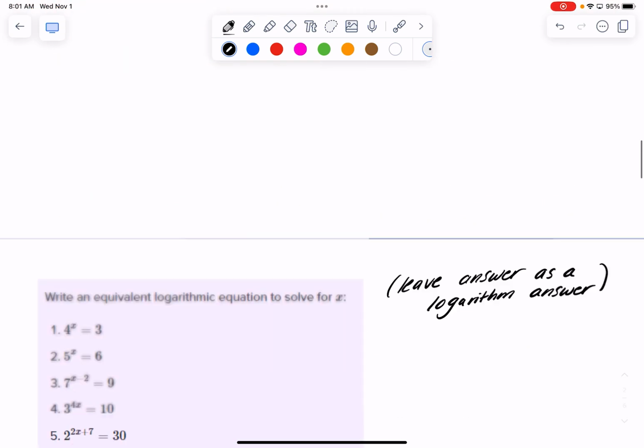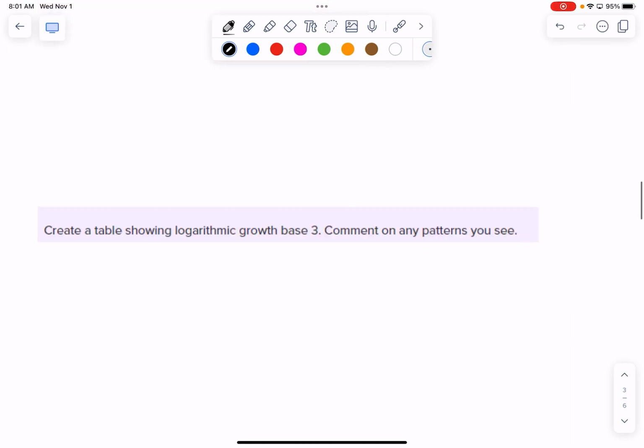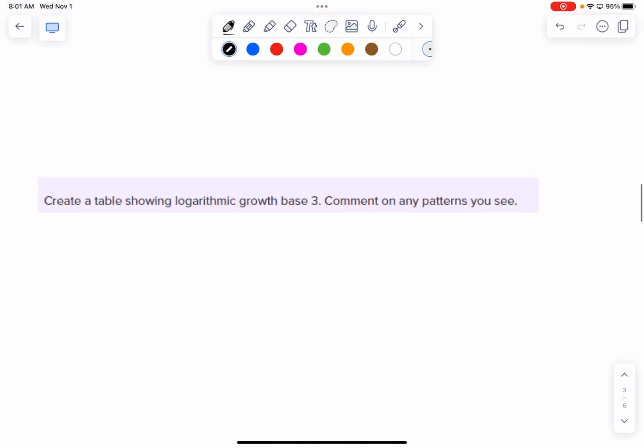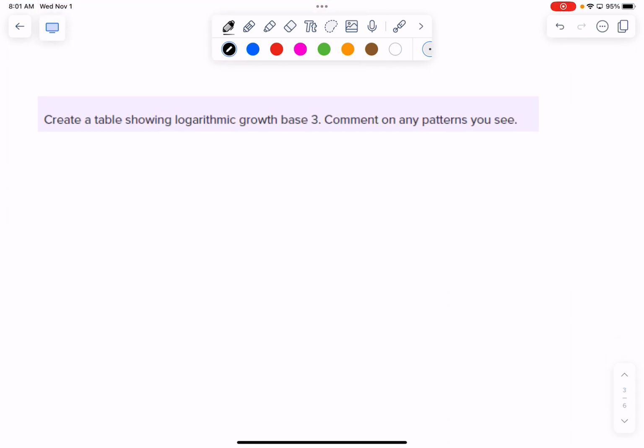Okay. Great question. All right. So read this with me. I need you to read this with me and then start with writing down some notes of what I'm writing. It says create a table showing logarithmic growth of base 3. So this is what you're going to say to yourself.